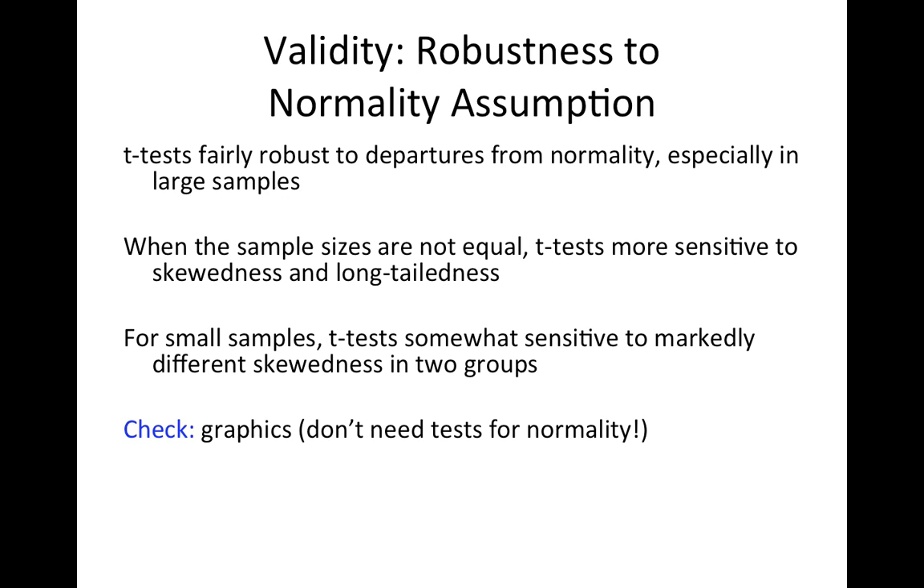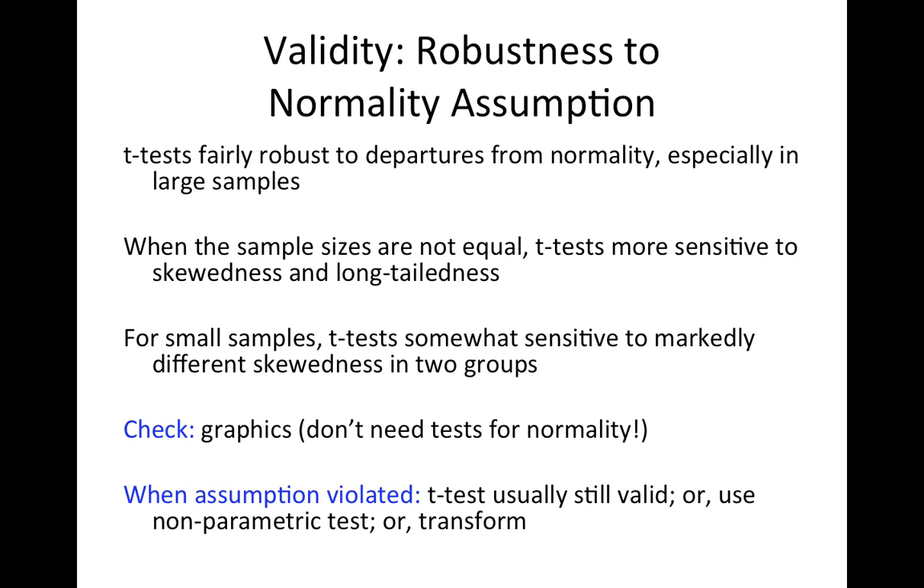I suggest checking the normality assumption based on making a histogram of the sample that you have for each group, and if they look kind of normal, you're probably okay because as you've seen, this normality assumption is not that important. So when this assumption of normality is violated, the t-test is usually still fine. You could use a non-parametric test, or you could transform your data by taking the log or some other transformation.